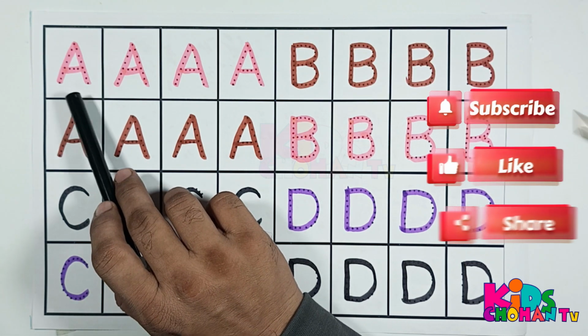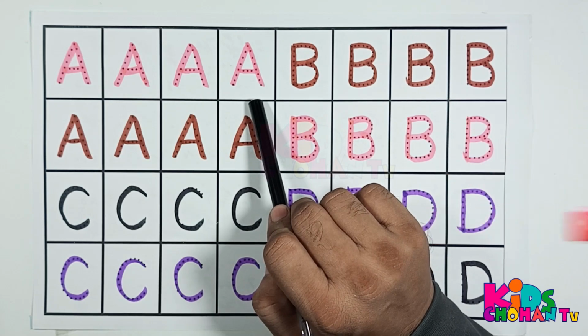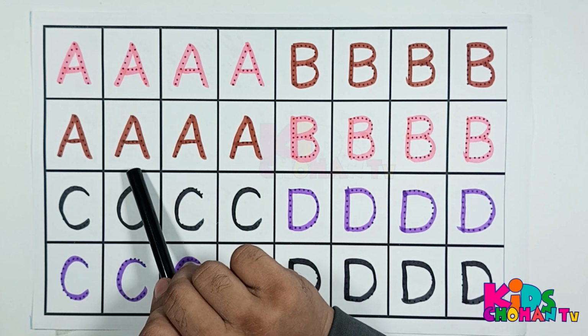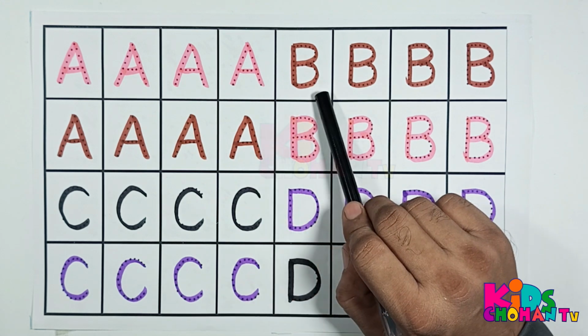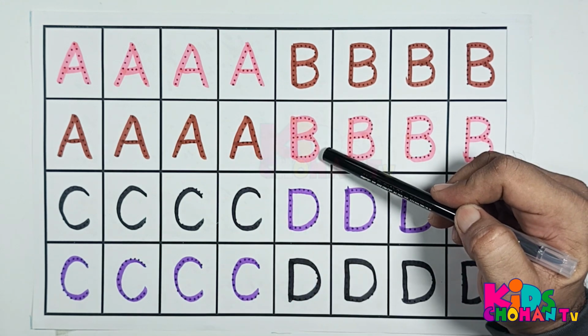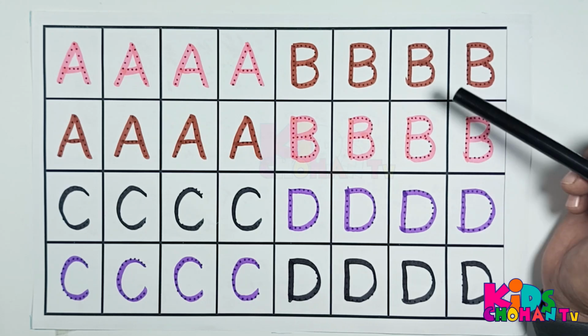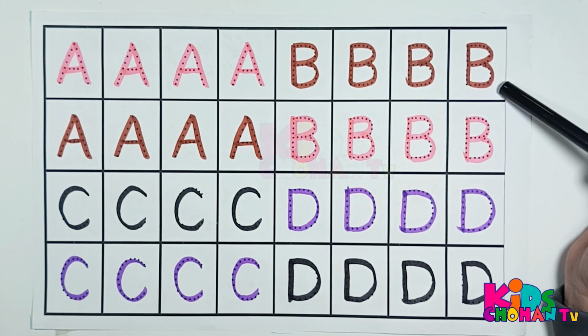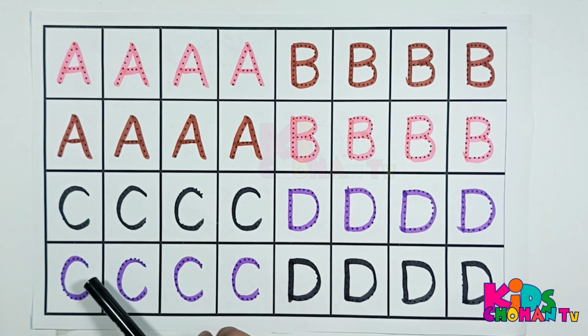Let's read again. A for apple. A for alligator. A for ant. A for aeroplane. B for ball. B for bat. B for balloon. B for ball. C for cat.